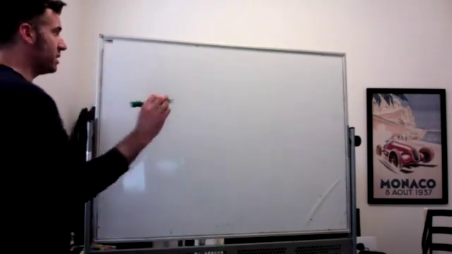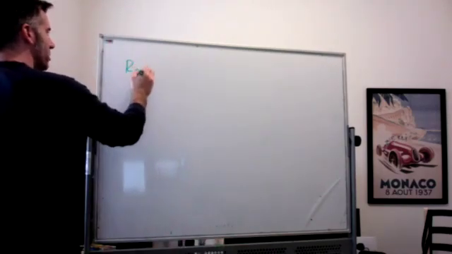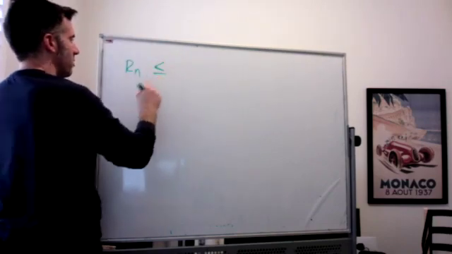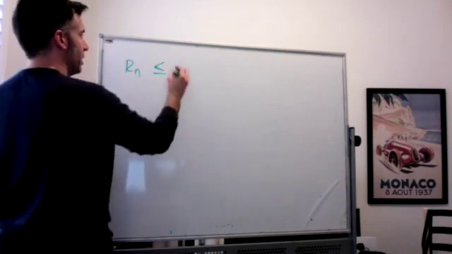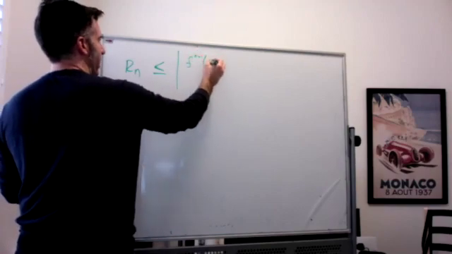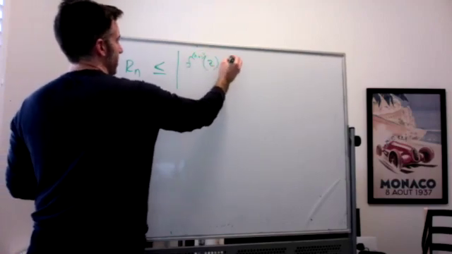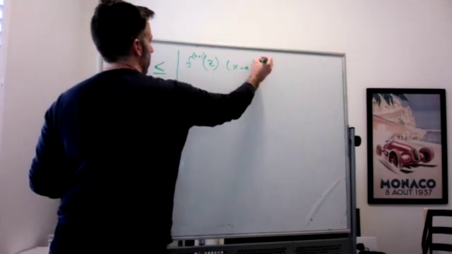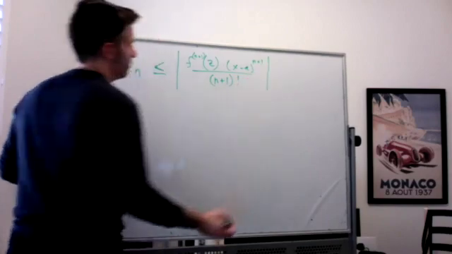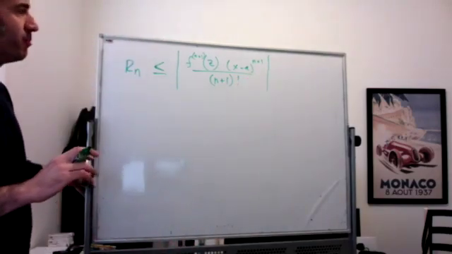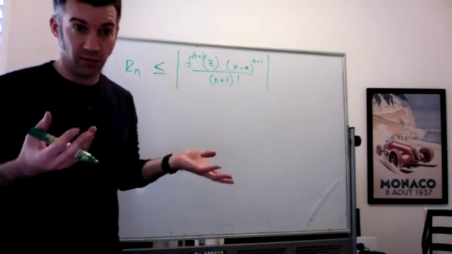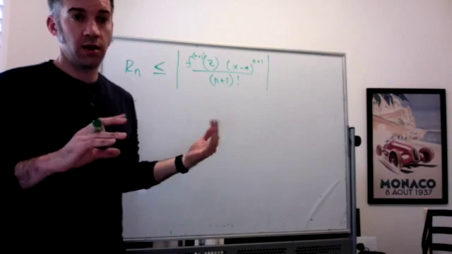So the way I got e to the z, this error formula: the error after you add the first n terms together is less than or equal to the absolute value of the n plus 1 derivative evaluated at z times x minus a to the n plus 1 over n plus 1 factorial. By the way, this is essentially the next term in your Taylor polynomial, right?